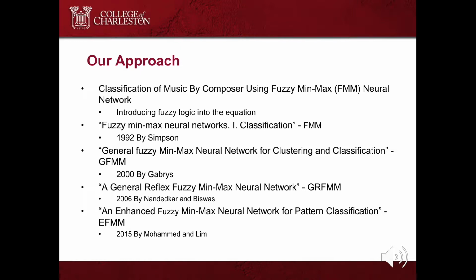In our approach, we use 2 different classifiers. One is the fuzzy min-max neural network, which was introduced by Patrick Simpson in 1992. And the other classifier used in our study is the enhanced fuzzy min-max neural network introduced by Mohammed and Lim in 2015. The original model in 1992, many iterations of it have been introduced over the years. Some of them you can see on the slide, but they do include more iterations of the original model. But our focus will be on the original and the most recent versions.